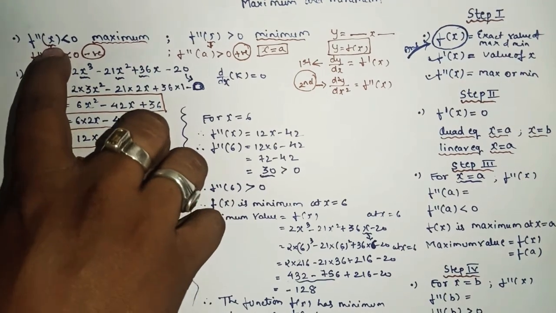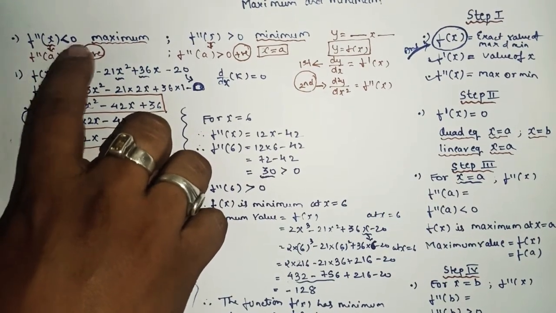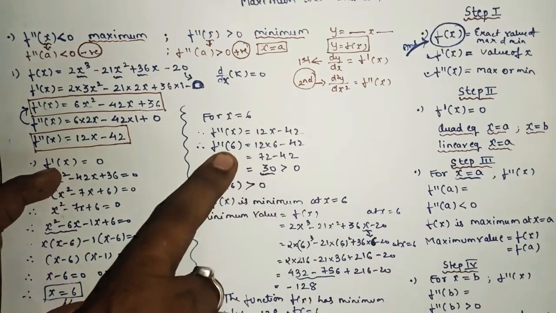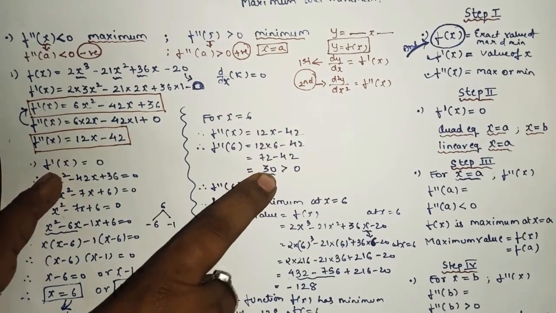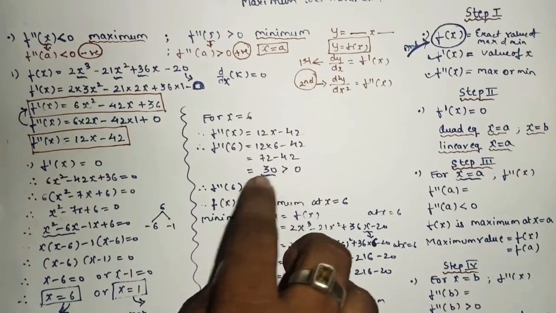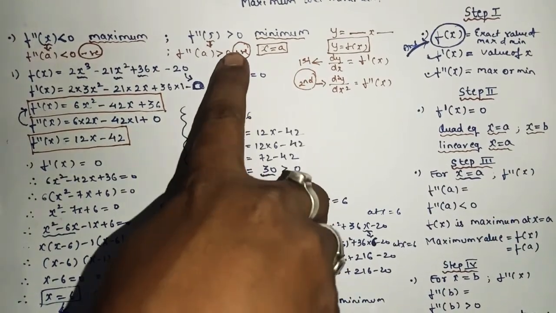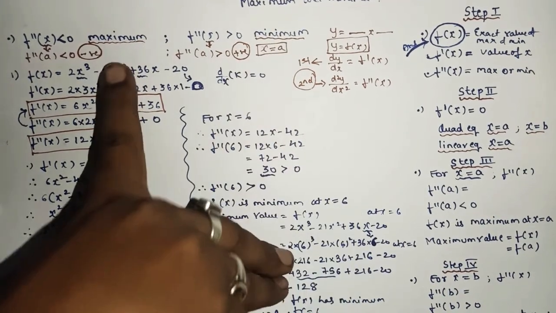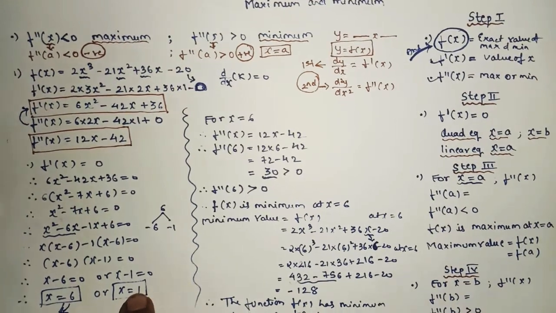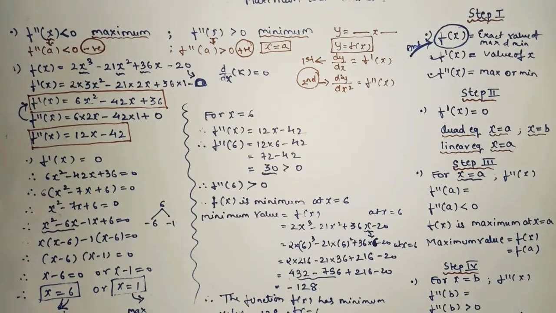After substituting the value of x in the second derivative test, if you are getting an answer less than 0, meaning negative, then the function is maximum. As here we got in the second derivative test the answer 30, and 30 is more than 0, meaning it is a positive value. If you are getting a positive value the function is minimum. If you are getting a negative value the function is maximum. So let's see for x equals to 2 now. So what will be the answer?